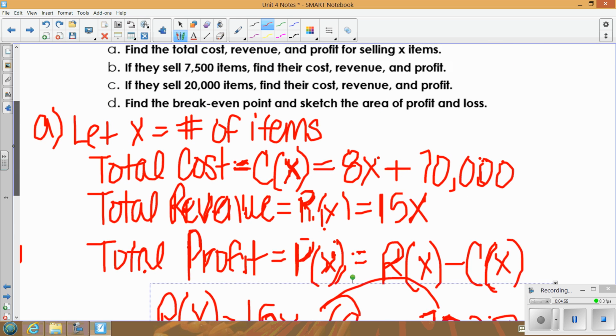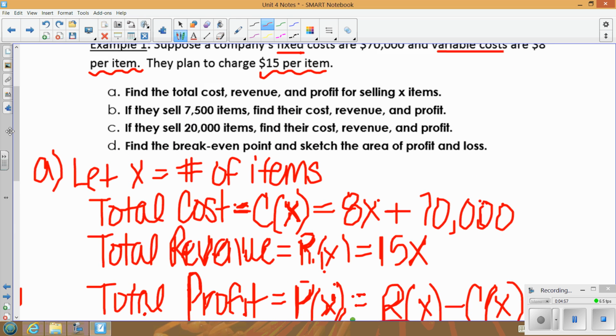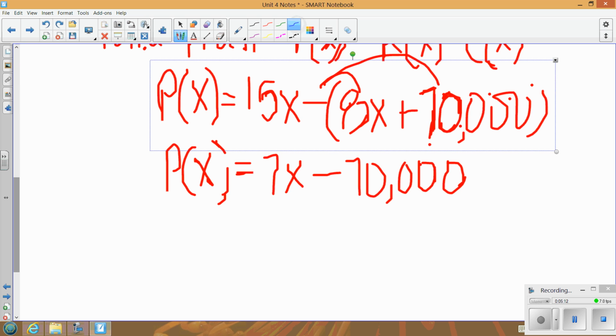So now let's go back up to part B. It says if they sell 7,500 items, find their cost, revenue, and profit. So now that we have equations for all of these, and we know that they sell 7,500, this is going to be my x. I'm going to take each of the equations that I created in part A and plug in 7,500 for x. So x equals 7,500.